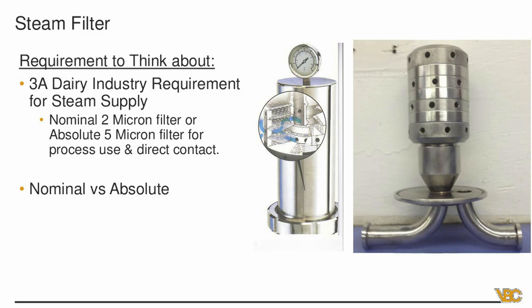So in an absolute example, it would be 99.99997% retention at whatever micron they're talking about. Very, very similar to that log 7 efficiency that I was talking about in the air and gas filters in their slides. The nominal is just a lower retention. So if you're asking for a nominal 2 micron or an absolute 5 micron, they're actually roughly the same filtration level, but by saying nominal or absolute, it gives you a specific retention level. So nominal is typically like 95%, and then absolute is almost 100, but a little bit of a smaller decimal.